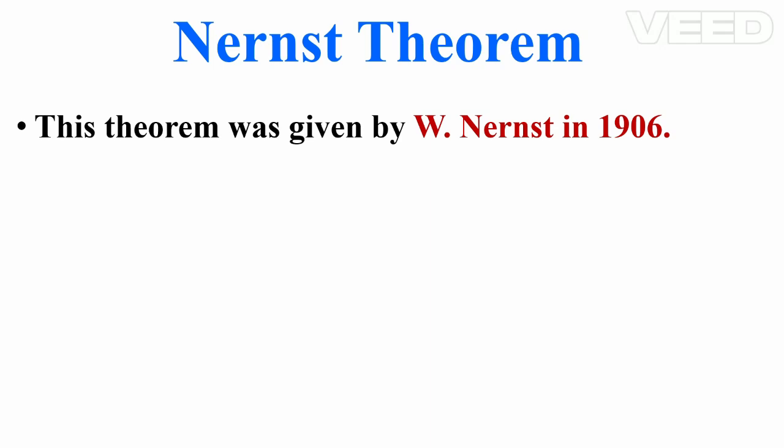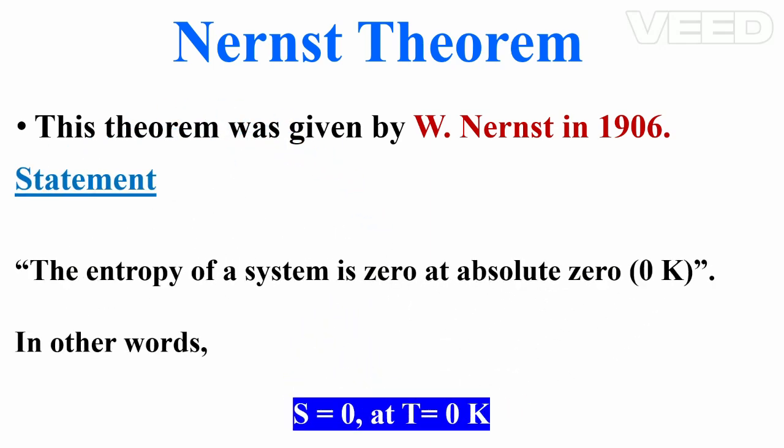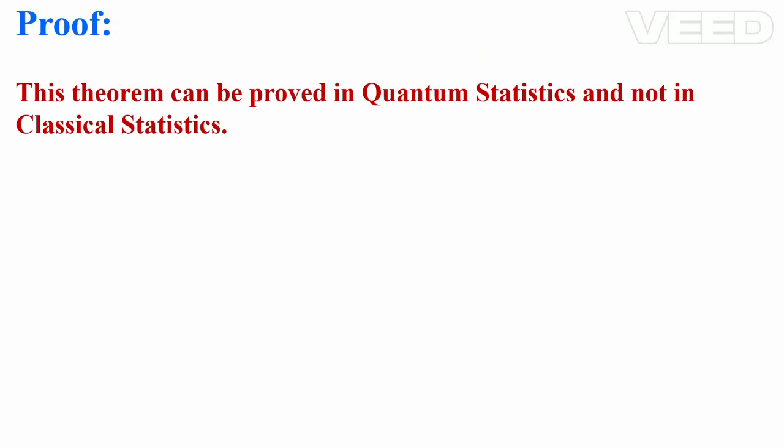This theorem was given by W. Nernst in 1906. Its qualitative statement is like this: the entropy of a system is zero at absolute zero. The mathematical illustration is so simple: at T equal to 0 Kelvin, entropy is also 0. This theorem can be proved in quantum statistics only.